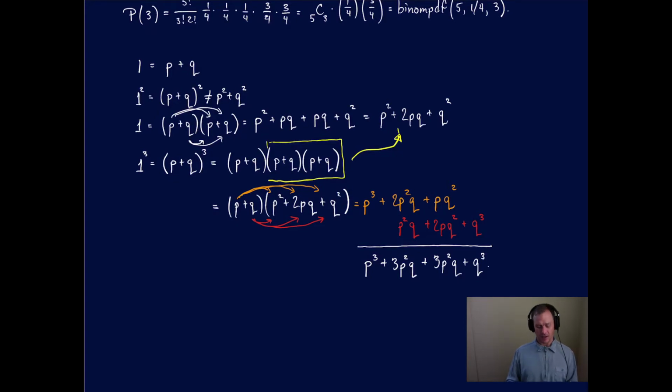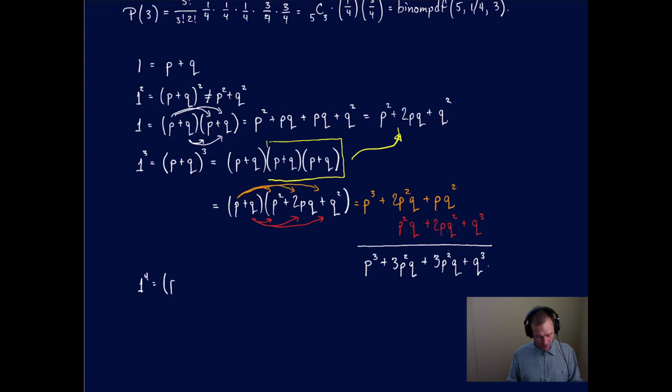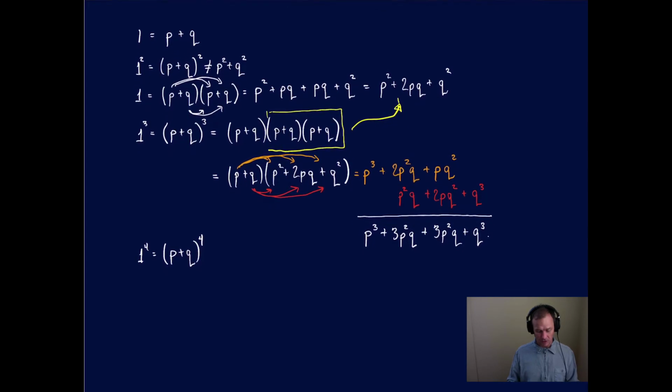Okay, at this point, I think it would be fun if we tried 1 raised to the 4th power times p plus q raised to the 4th. And I would encourage you to pause the video and try. I really would. But instead, I want to show you a pattern. The reason for this pattern is the same reason that your calculator can so easily compute these for us. Let me show you this pattern.